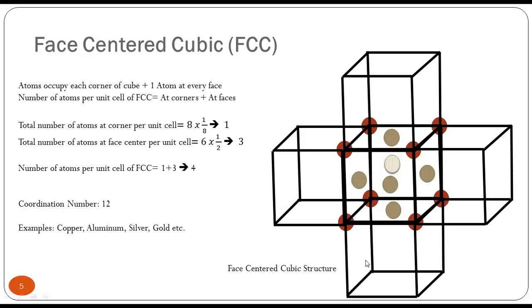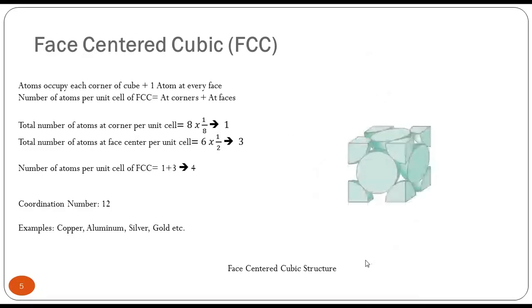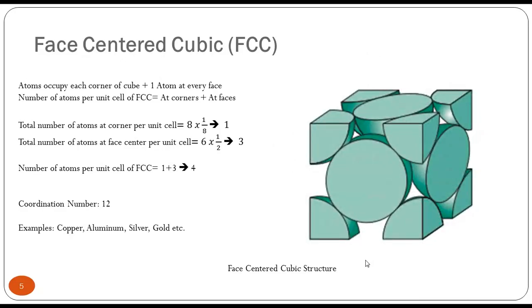So the total coordination number in this case is 12. The typical examples of metals that have face-centered cubic structure are copper, aluminum, silver, and gold. Here you can see more clearly how the face atom is basically half an atom present at each repeating unit.